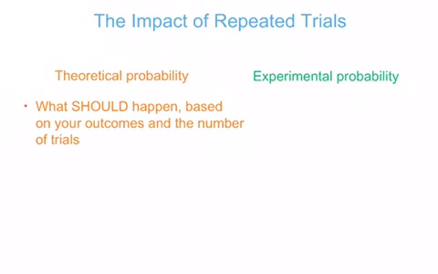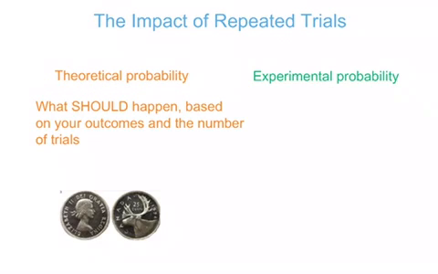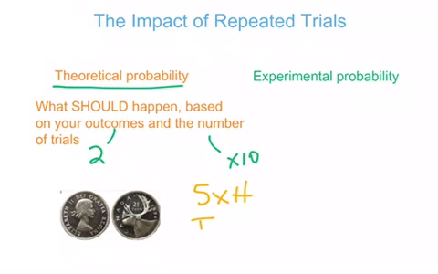Doesn't really matter. The other vocabulary that we need to talk about is the difference between theoretical probability and experimental probability. When we're talking about theoretical probability, we're talking about what should happen based on your outcomes and the number of trials. So again, if we were going to flip our coin, I still only have two outcomes. It could be heads or it could be tails. And I could do a number of trials. So if I were to do it 10 times, then my theoretical probability, or what I would expect to happen, would be that out of the 10 trials, I would get tails 5 times, and I would get heads 5 times. Whoops, I did that backwards. 5 times heads, 5 times tails.